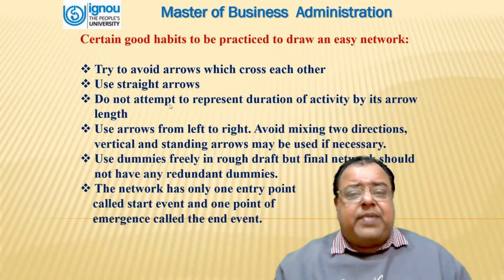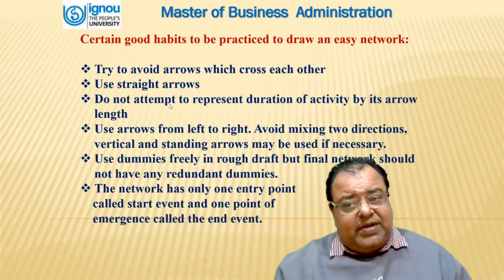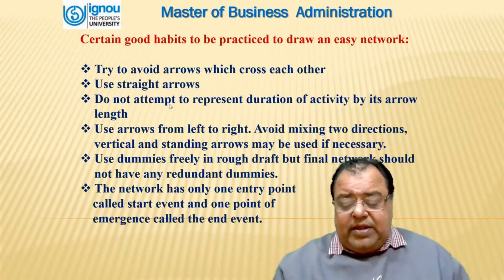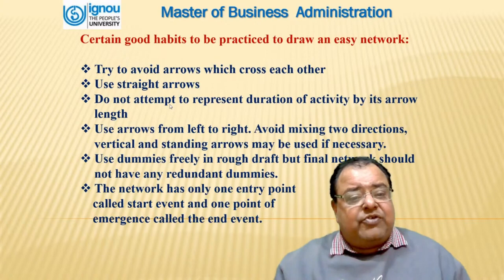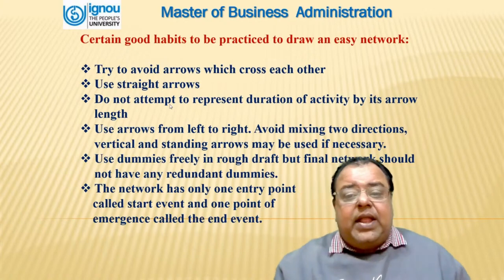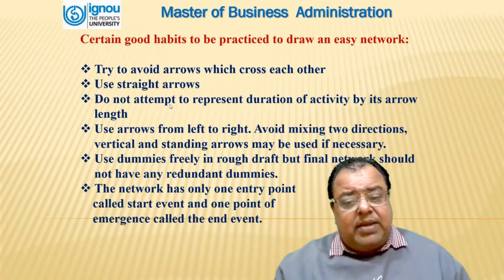Certain good habits should be practiced to draw an easy network. Try to avoid arrows which cross each other. Crossing is not permitted. Use straight arrows. Do not attempt to represent the duration of an activity by its arrow length. Use arrows from left to right. Avoid mixing two directions. Vertical and slanting arrows may be used if necessary.